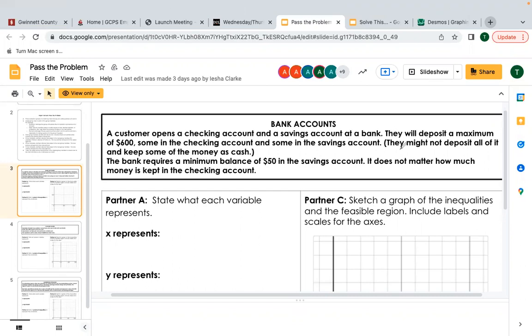Okay, but they might not deposit all of it and keep some of the money as cash. The bank requires a minimum balance of $50 in the savings account. It doesn't matter how much money is kept in the checking account.